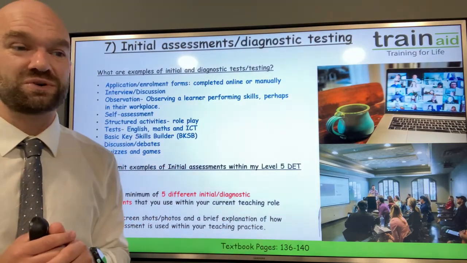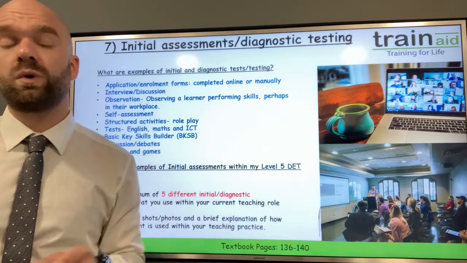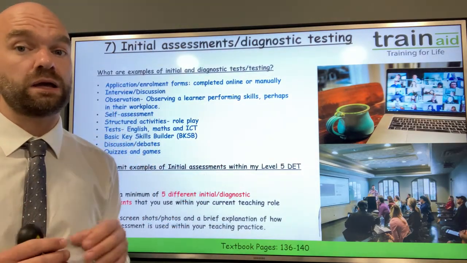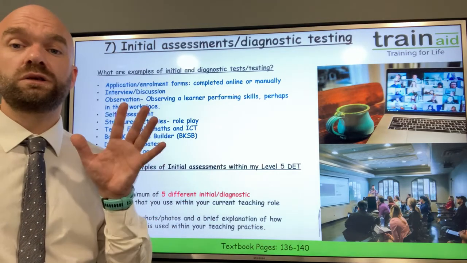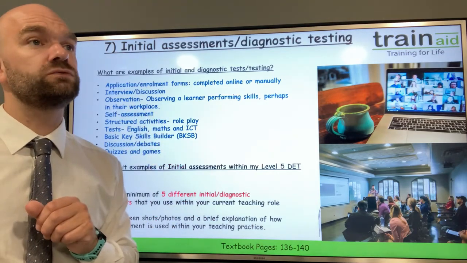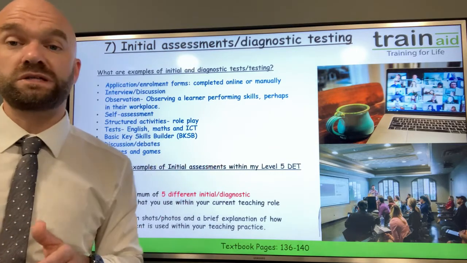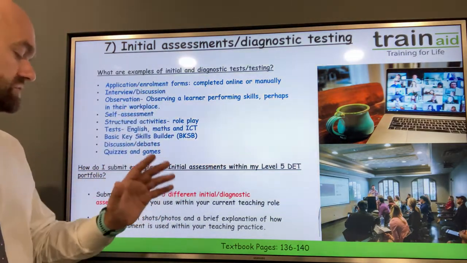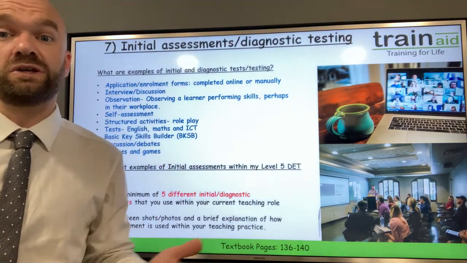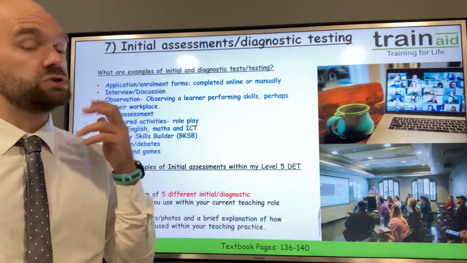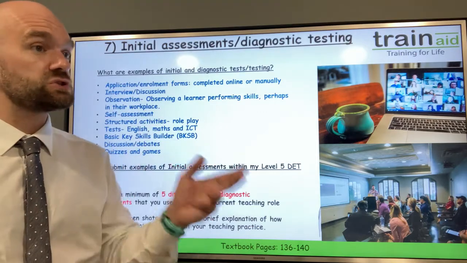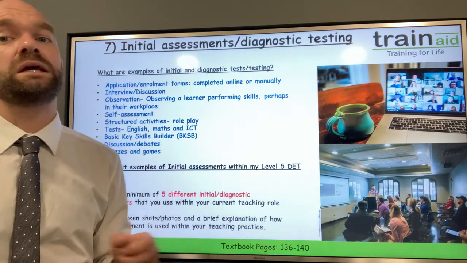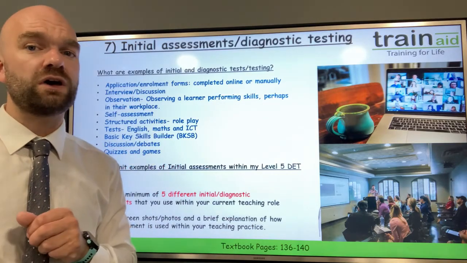But once again, do have a look in the textbook at pages 136 to 140. But what do we require in order to complete your level 5 teaching portfolio for this criteria? So we are looking for a minimum of 5 different initial or diagnostic assessments. You can have a blend of different initial or diagnostic assessments that you can submit to us. Of course, you can submit photos, pictures, screenshots, along with perhaps a supporting Word document explaining each one. Try and aim for 5, okay?